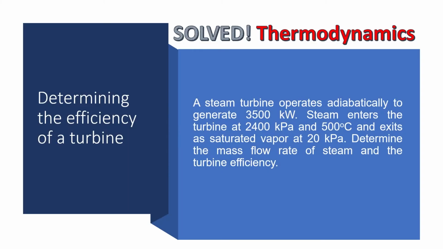In this video, we will be performing calculations to determine the efficiency of a turbine. Here's the problem statement. A steam turbine operates adiabatically to generate 3,500 kilowatts. Steam enters the turbine at 2,400 kilopascals and 500 degrees Celsius and exits as saturated vapor at 20 kilopascals. Determine the mass flow rate of steam and the turbine efficiency. Let's go ahead and solve this problem.